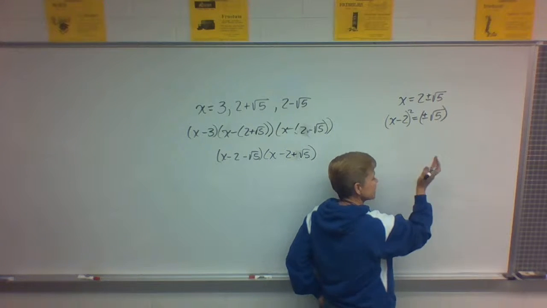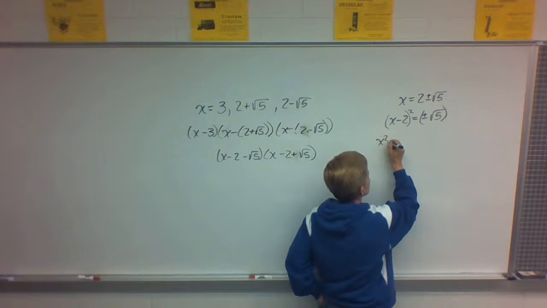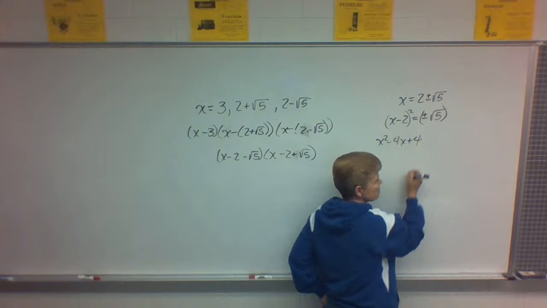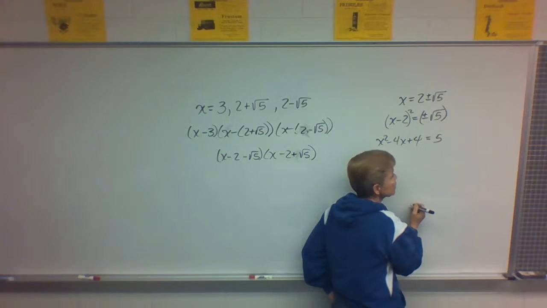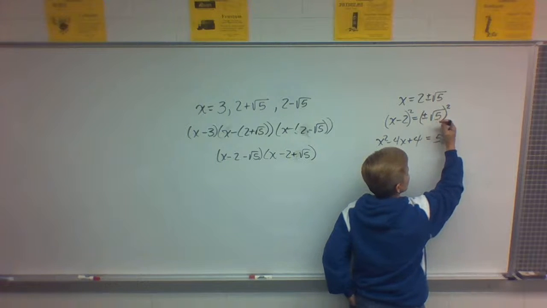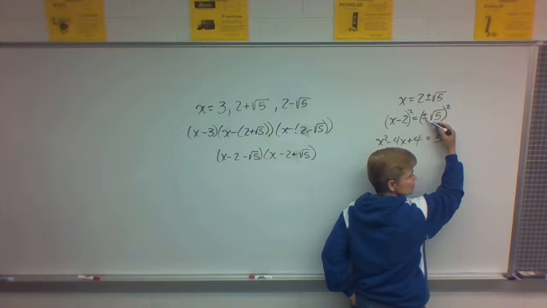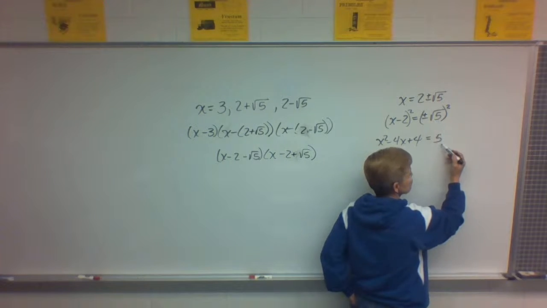It does. You square this. Remember, you have to square a binomial. You have to remember this little fact. It's going to be x squared minus 4x plus 4. Do you remember that? And this is just 5. Why? Because when you square a positive, you get a positive. When you square a negative, you get a positive. And when you square a radical, you get what's underneath.